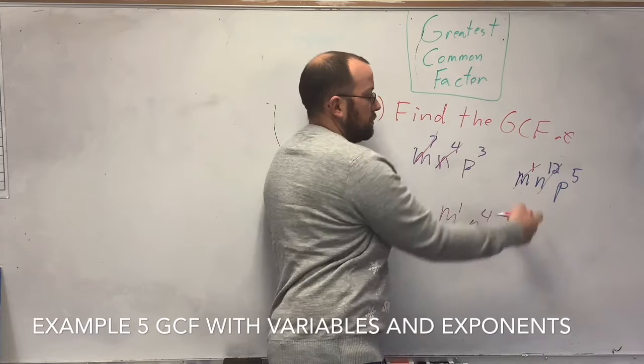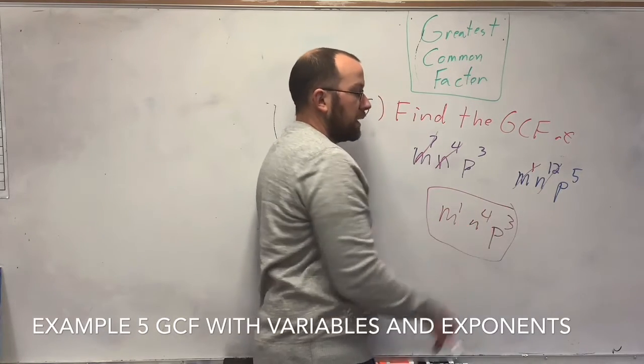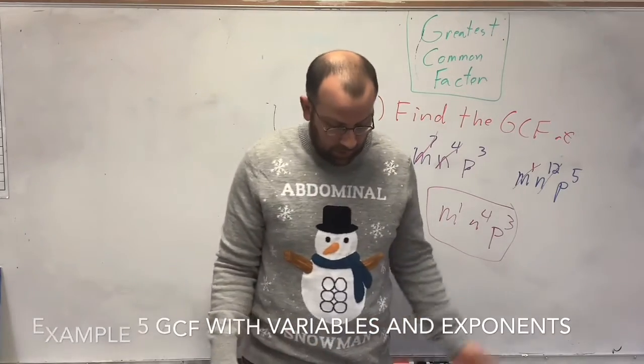And I have p to the 3rd and p to the 5th. What's smaller? P to the 3rd. So all you have to do is match up the bases, and the smaller one is your answer. So that's how you do that one.